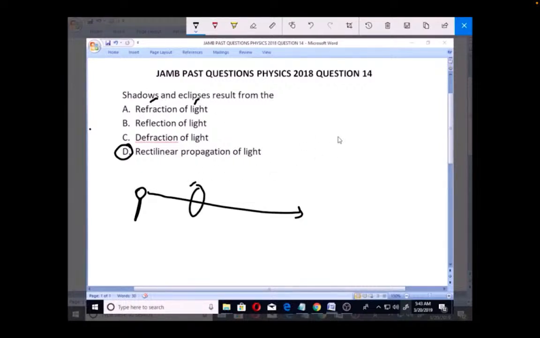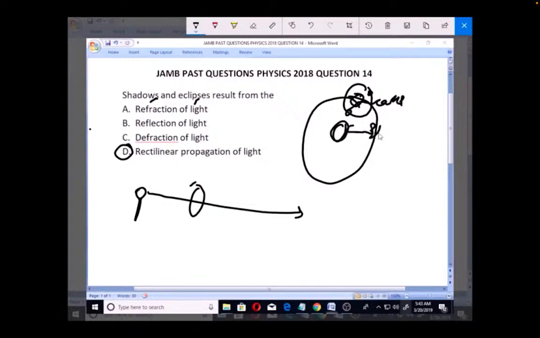And you know that eclipse happens when the sun is at the middle, then with the earth revolving around it, and also the moon revolving around the earth. So whenever the moon is in between the earth and the sun, you have what we call eclipse, which is a special kind of shadow that is being cast on the earth because of the blocking caused by the moon.